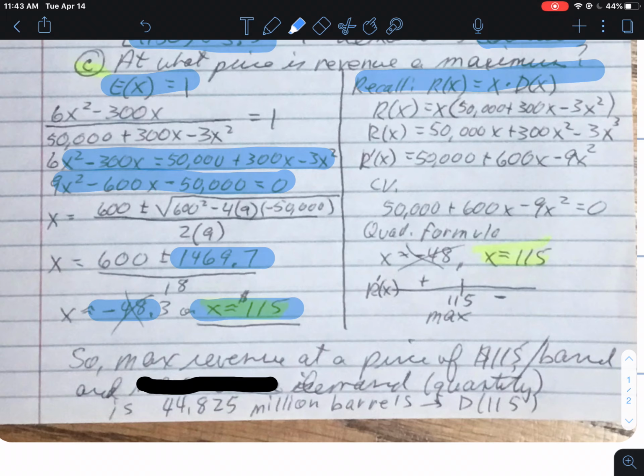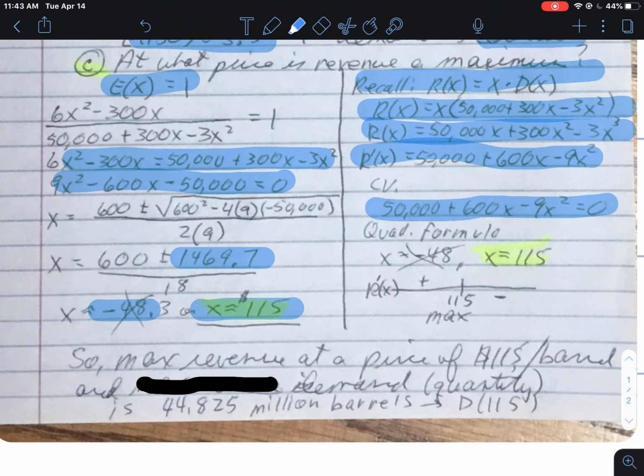We had D of x, our demand function, originally. So we just constructed our revenue function by taking x times D of x. Again, I just distributed the x to simplify. This gives us a revenue function, and I want to maximize it, so let's find our critical values. Find our derivative. Set that derivative equal to 0. And look at the critical values I got: negative 48 and 115, which notice were exactly the same values that we got over here. Different context, different process, same result.